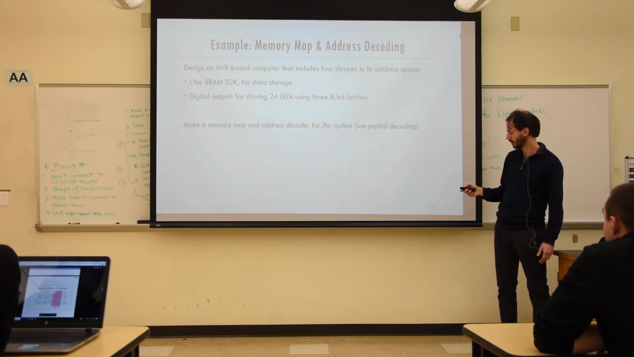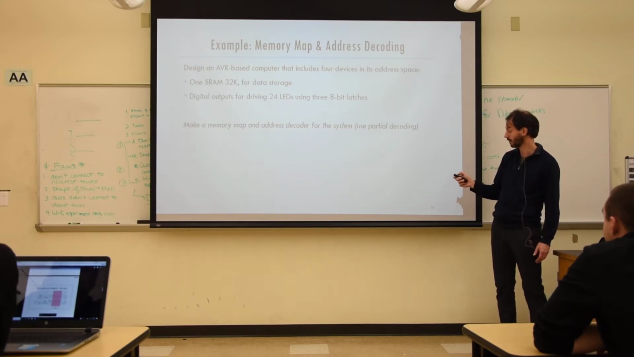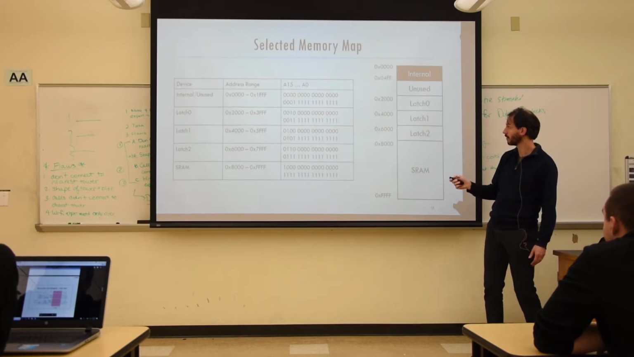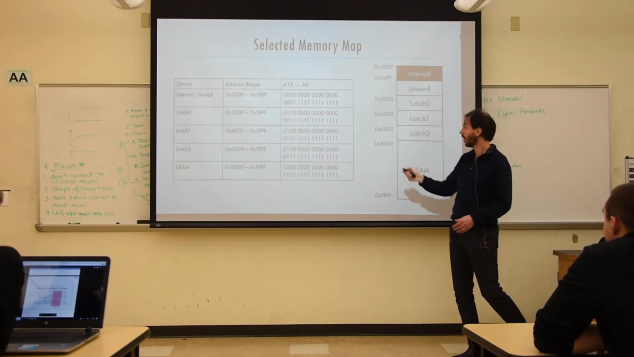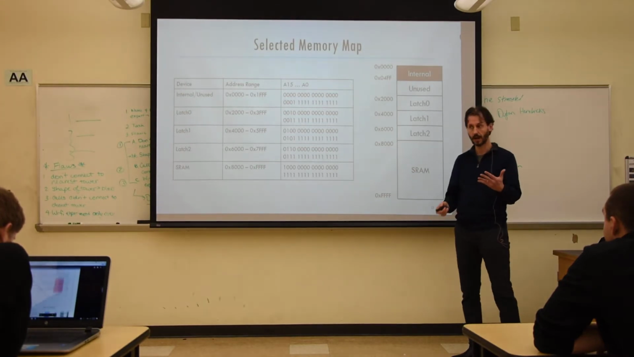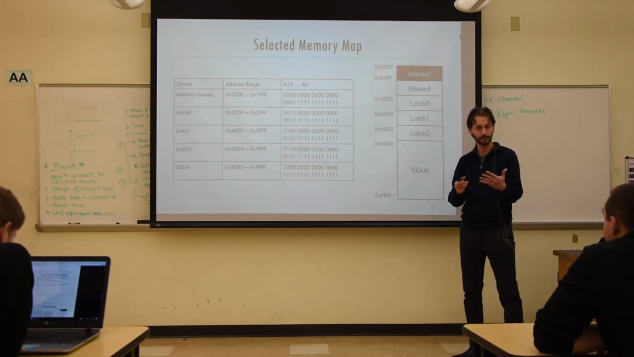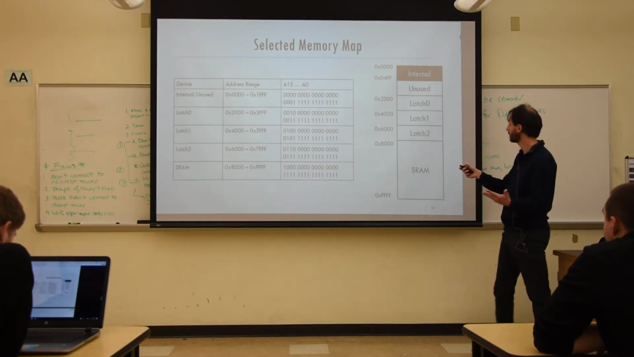And we want to create a memory map address decoder. Now we'll use partial decoding. So what does that mean? It means that we're not going to use all the 16 bits in our decoding logic to precisely indicate which particular device I'm interested in.